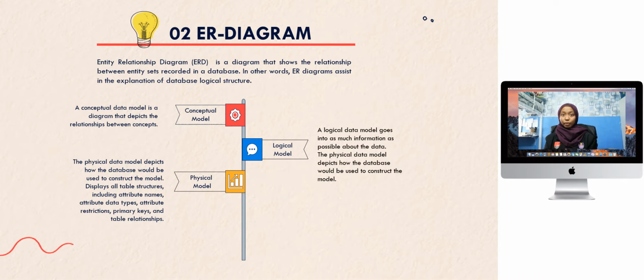Alright, so we'll be moving into the next panel, which is the ER diagram. In short, ER diagram is short for entity relationship diagram, which shows the relationship between the entities in a database. The ER diagram is divided into three most crucial types, which are the conceptual model, the logical model and also the physical model. These three elements are important in order to construct a solid GIS database for any spatial data.